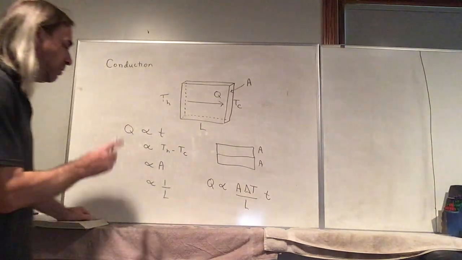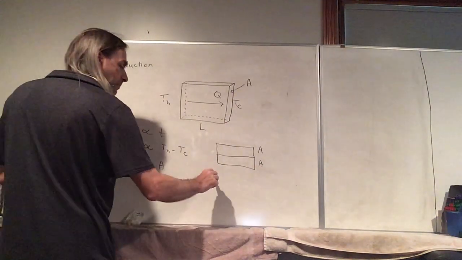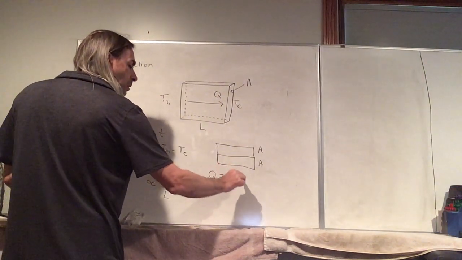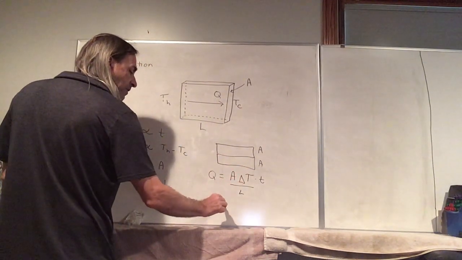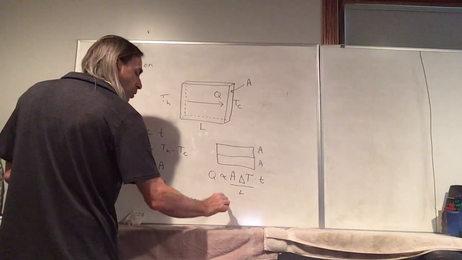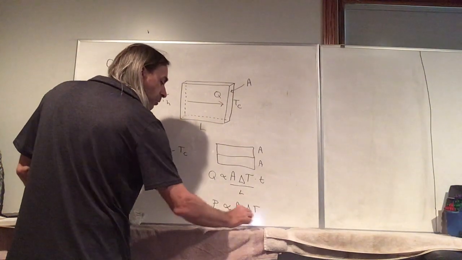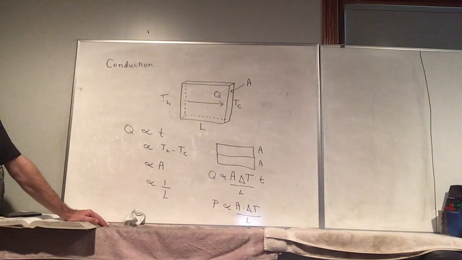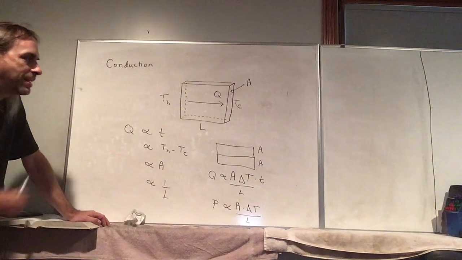I'm actually going to write it, leave a little room here. So if we divide by T, we have power is proportional to A delta T over L. Now to turn this into an equation, we introduce a constant, which is the letter K, and that's called the thermal conductivity, and that depends on the material.